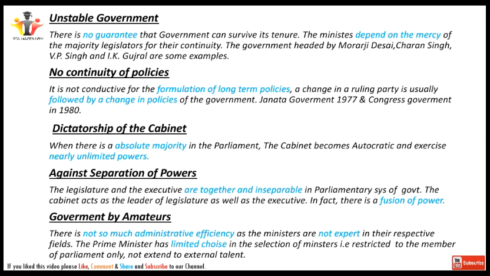Dictatorship of the cabinet. When there is an absolute majority in a parliament, the cabinet becomes autocratic and exercises nearly unlimited power. This was seen in the Indira Gandhi and Rajiv Gandhi regimes.